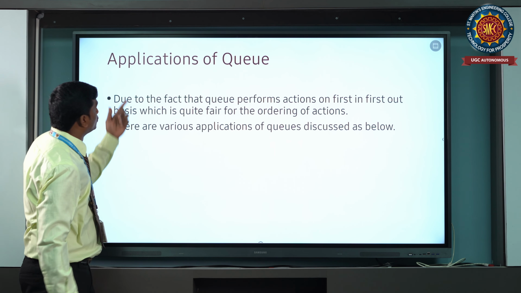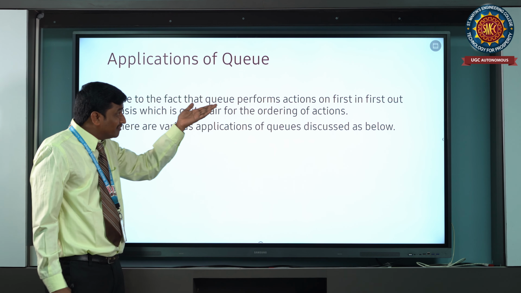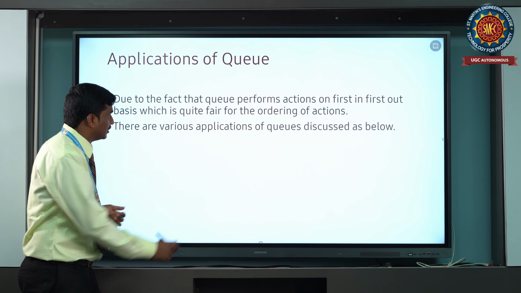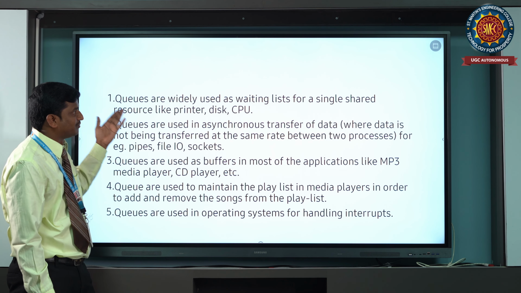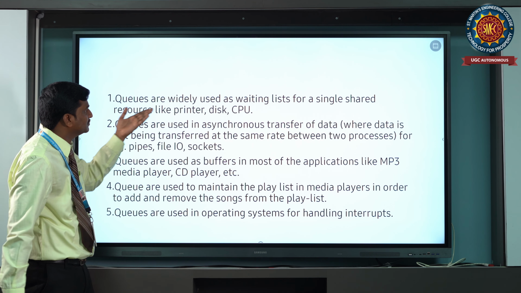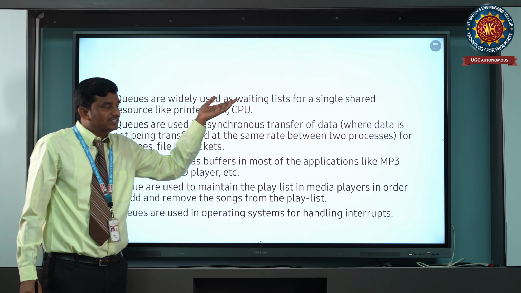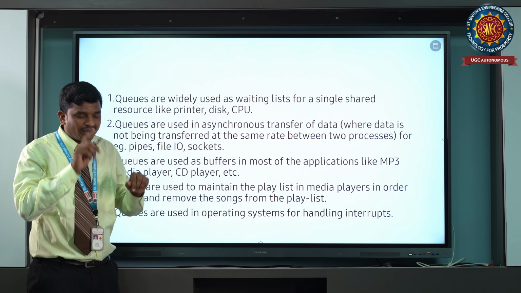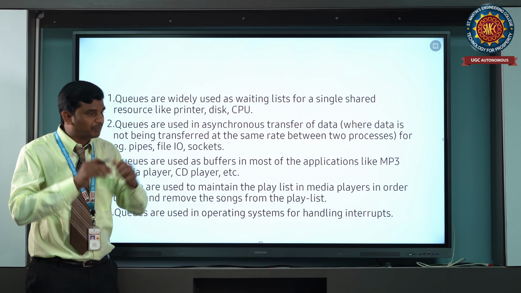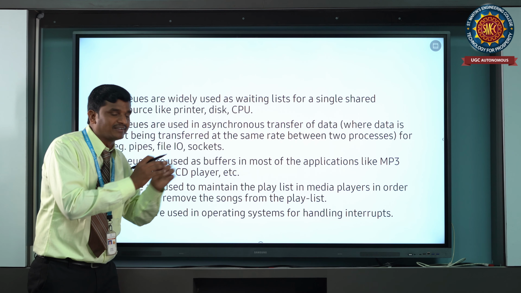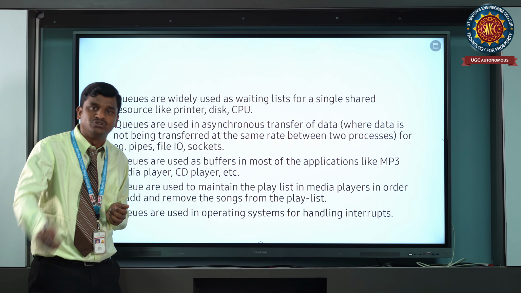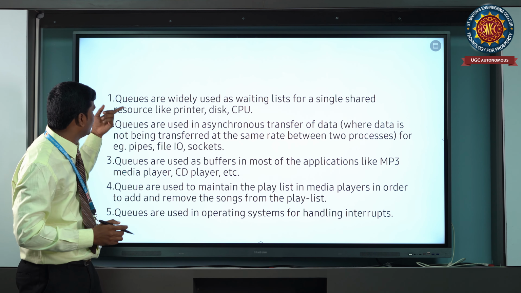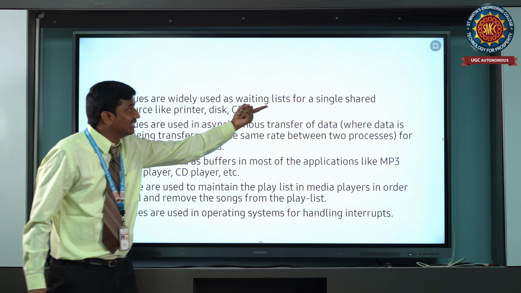Next, applications of queue. Due to the first in, first out principle, queues have various applications. First, we are going to see the waiting list. For example, in a room there will be one printer, and multiple systems are connected to the printer. Then the person who gives the first print command is going to get the print first. Here we can see that queues are widely used for a waiting list.